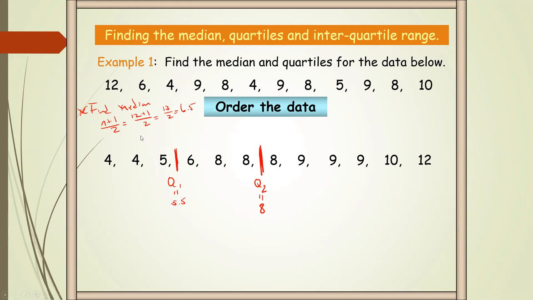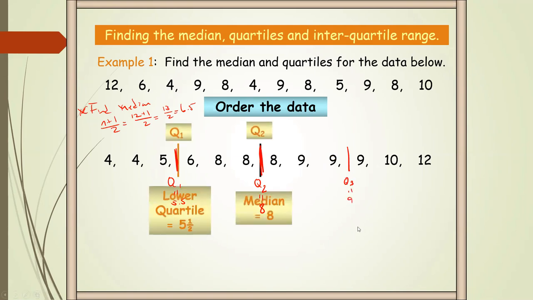Okay. So then cover up the bottom half of data. When you look at the top half of data, can anybody tell me what the... thank you, Bertha, right there. Quartile 3 is going to fall between these two numbers, 9 and 9, and Q3 is just 9. And you can see this right here. I have it right there in the slides.